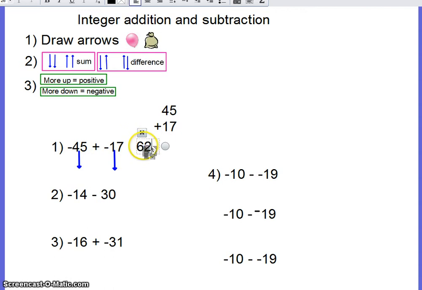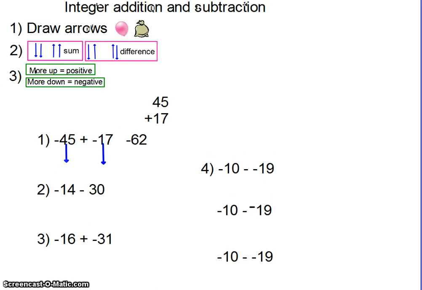So the answer is going to be -62. Okay. All right. Let's go to question 2. Well, -14. That's 14 bags. It's definitely down. Now I'm taking away. I'm cutting. Taking away. And what am I taking away? I'm taking away a positive. So I'm taking away balloons. I'm cutting balloons. Remember, if I cut balloons, that's going to make me go down.